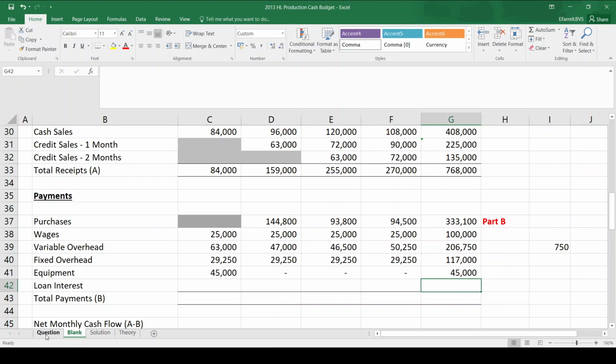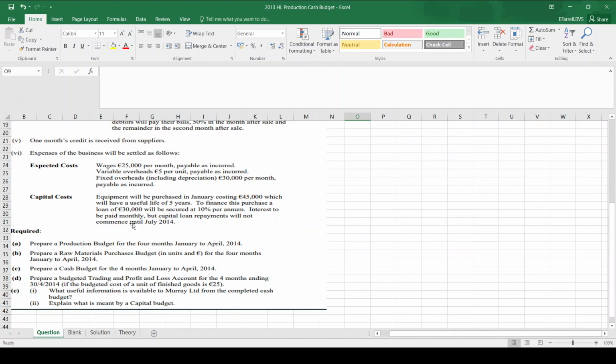And then the loan interest. So again, when you did the cash budget on its own, sometimes you had a loan installment and loan interest. If you started paying back the loan straight away, then you had a loan installment, and if the interest was calculated based on the amount of loan outstanding, the interest went down. Here, that's not the case. It says that we got a loan of 30,000 and that was secured at 10% per annum. That's the interest rate. The interest is paid monthly, but the capital loan repayments will not start until July. We're only doing it from January to April, so there's no loan installment.